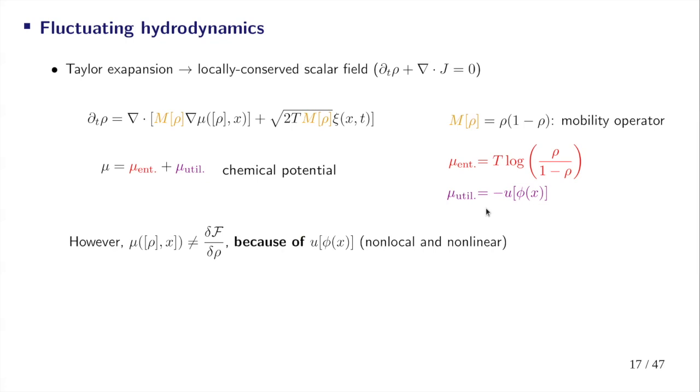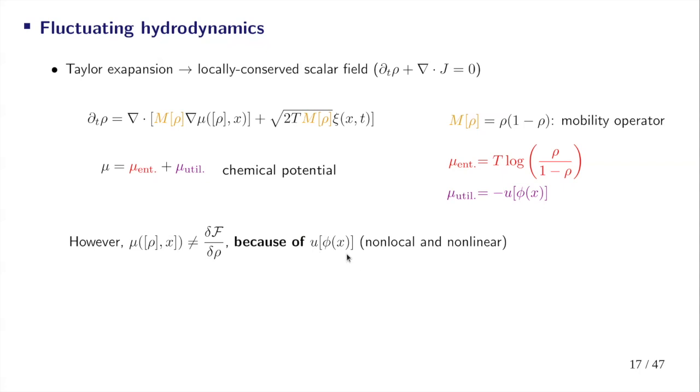What is interesting is that this chemical potential is not the derivative of a free energy. And because of that, we said that the system is not gradient, and you can show that at the level of the macroscopic hydrodynamic equation, you create entropy because of that. Because there's no way to write the chemical potential as the functional derivative of a free energy. And the deep reason is because the utility of phi, of your perceived field, is a function that is non-local in the field and non-linear.